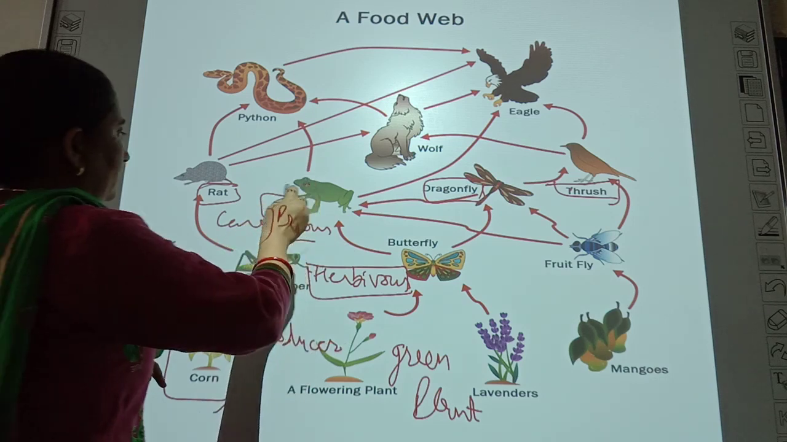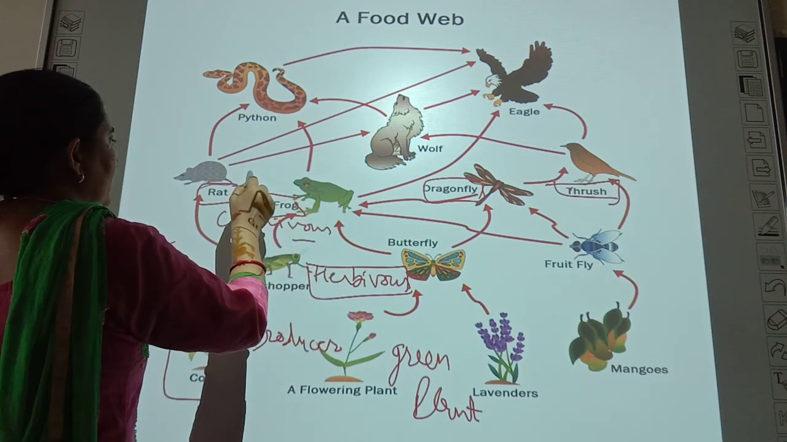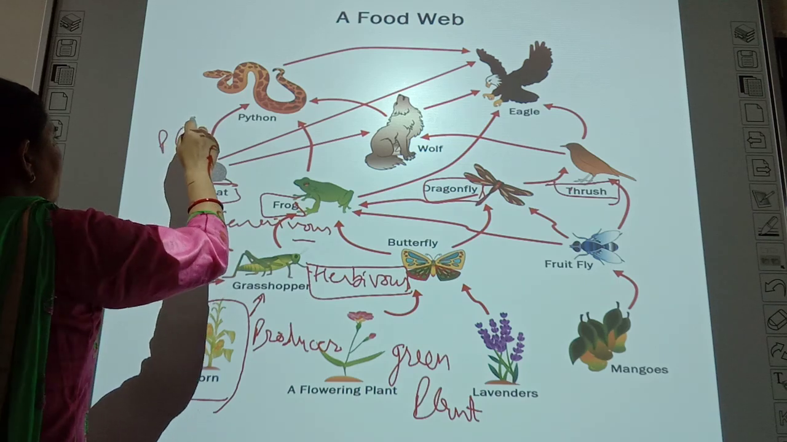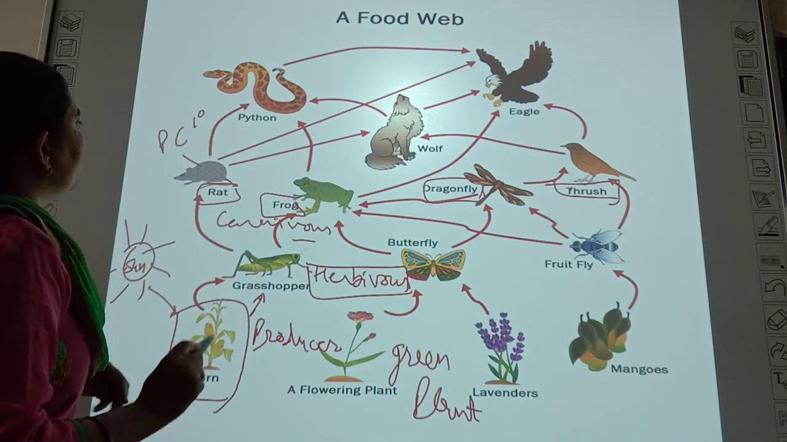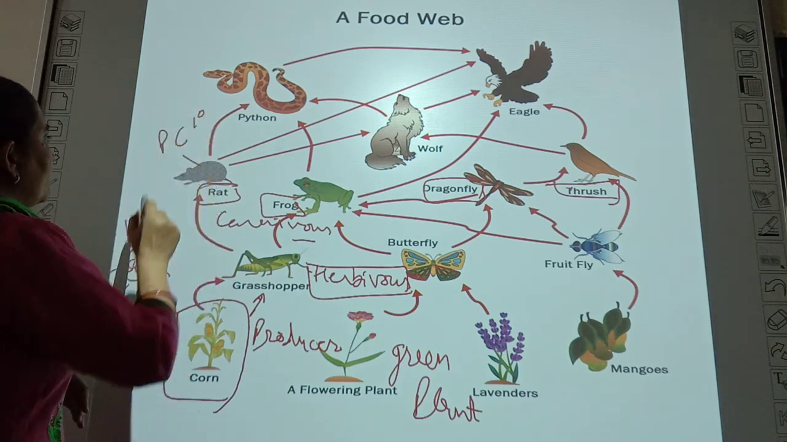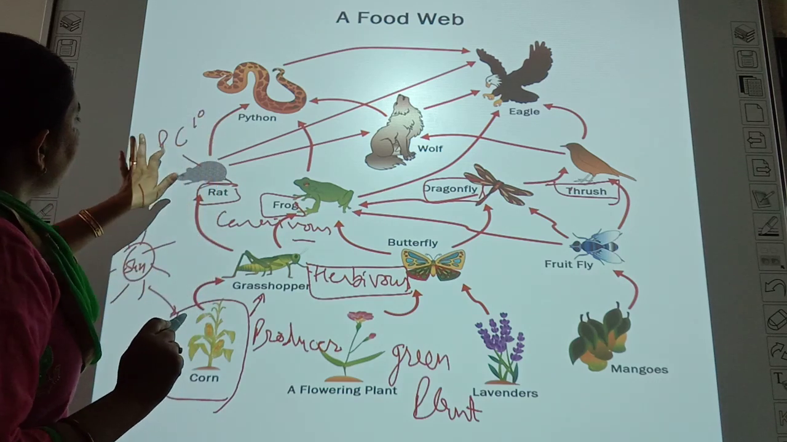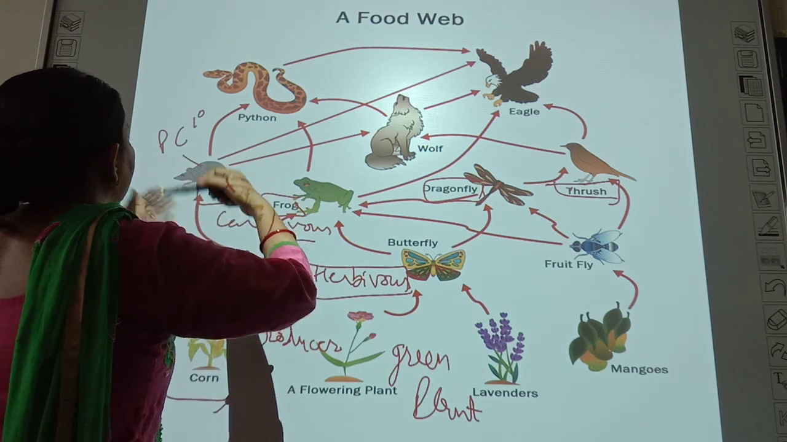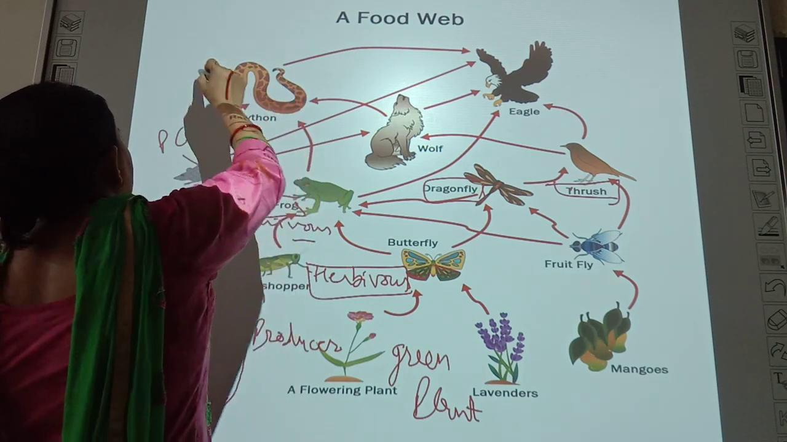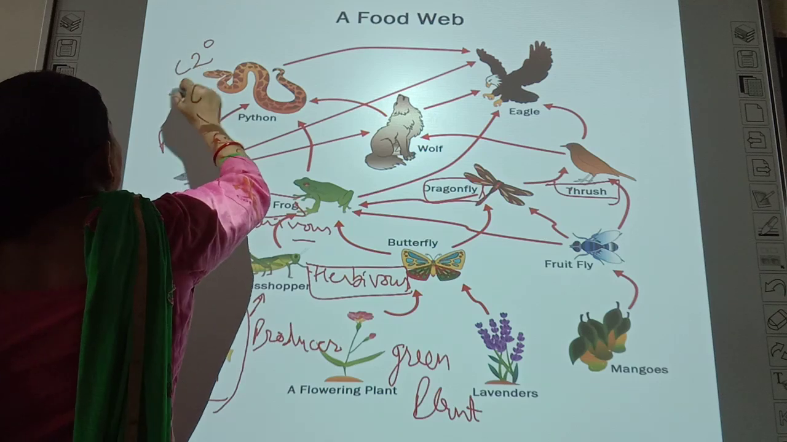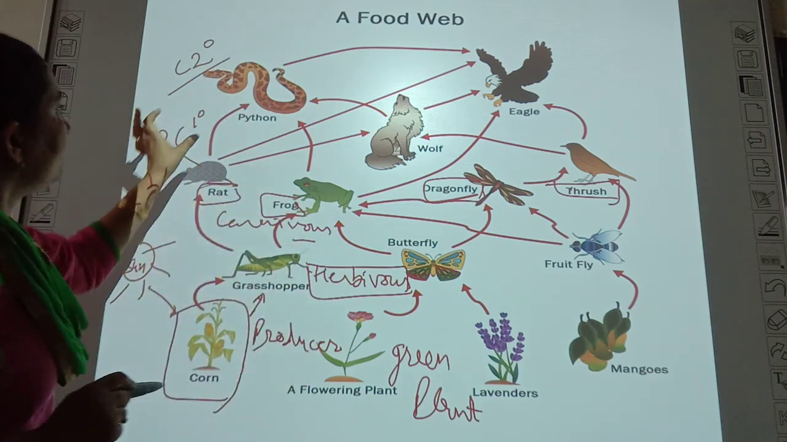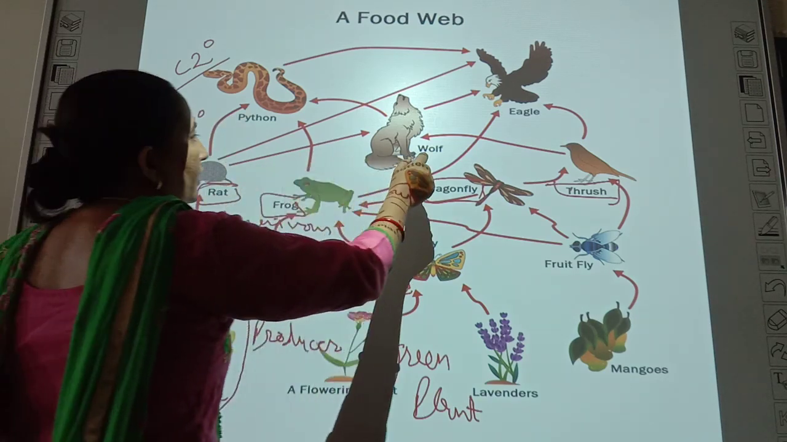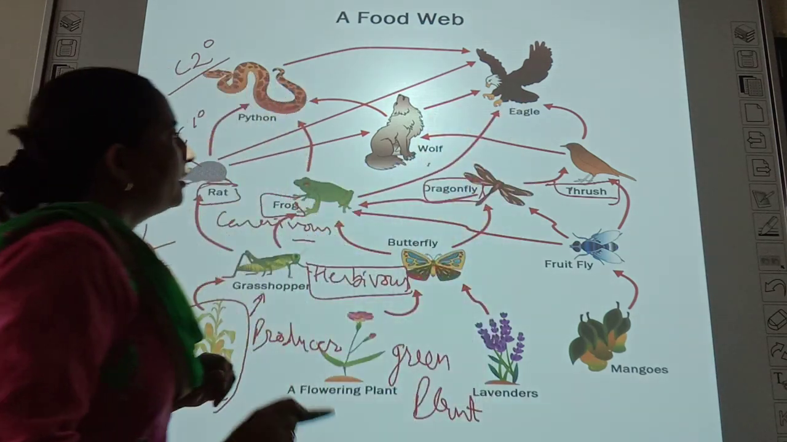Then in turn these carnivores are known as primary carnivores. These are primary carnivores. Primary carnivores are in turn eaten by secondary carnivores. These in turn are eaten by the secondary carnivores. It may be a python, it may be a wolf, it may be an eagle.